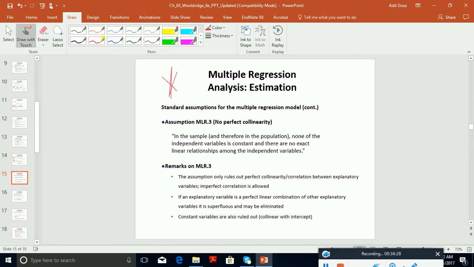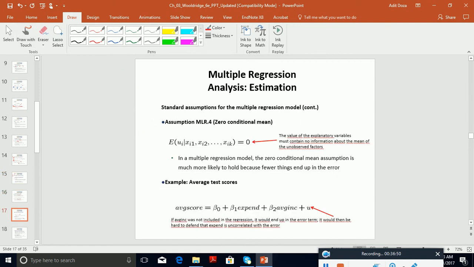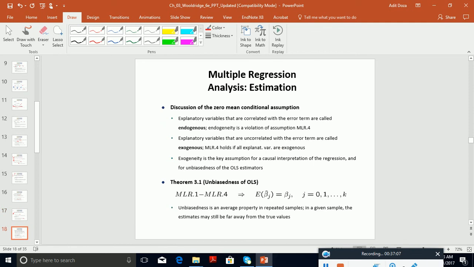So slide 15 is very important. I can ask, like in Stata, how do we test perfect collinearity? You can say we can test using a VIF test, which is called the variance inflation factor. We also have in slide 17 the zero conditional mean, just like the OLS, right?